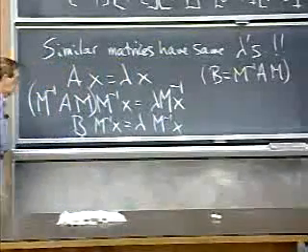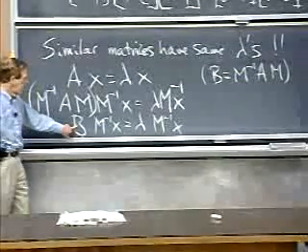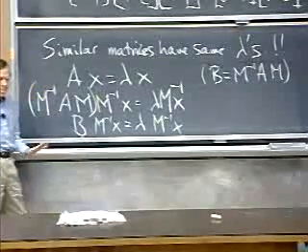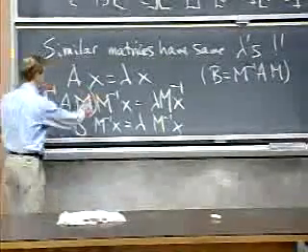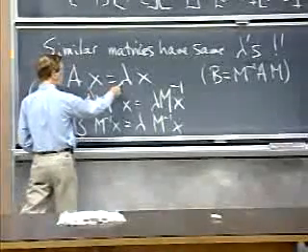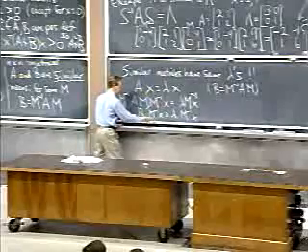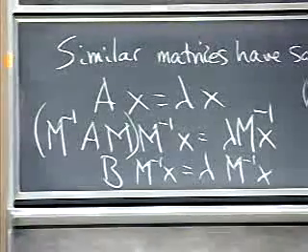So what have I learned? I've learned that B times some vector is lambda times that vector. I've learned that lambda is an eigenvalue of B also. So if lambda is an eigenvalue of A, then I can write it this way, and I discover that lambda is an eigenvalue of B. That's the end of the proof.